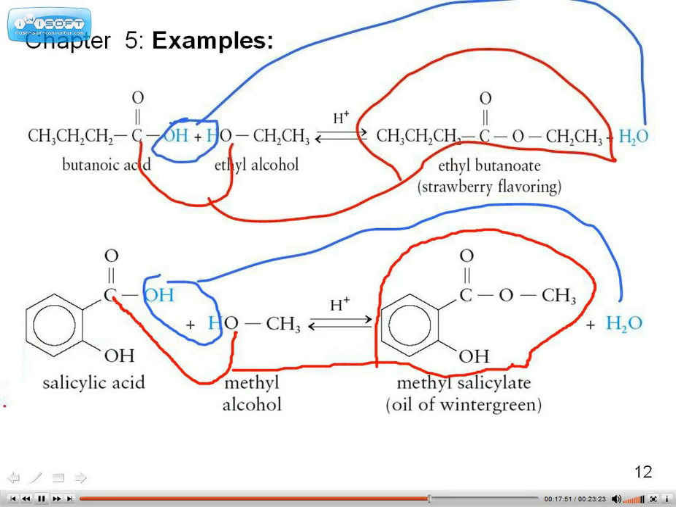Salicylic acid is a very popular medicinal molecule. In this case, it can be the precursor for a breath freshener, or if you were to add a different molecule, I could turn it into acetylsalicylic acid. So salicylic acid is a very popular precursor for making a lot of popular medicinal drugs.